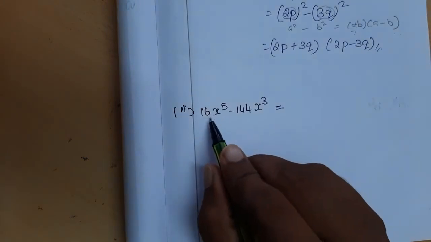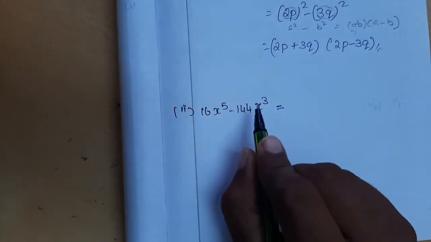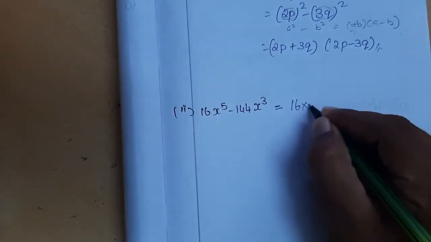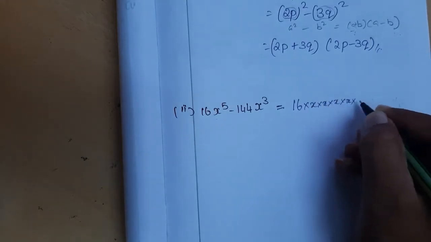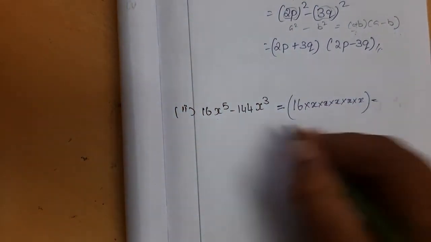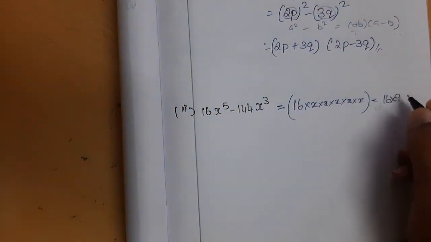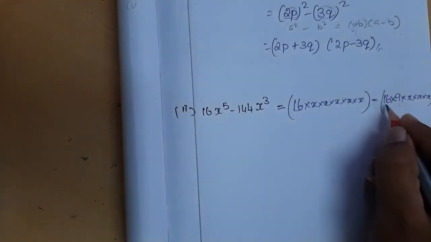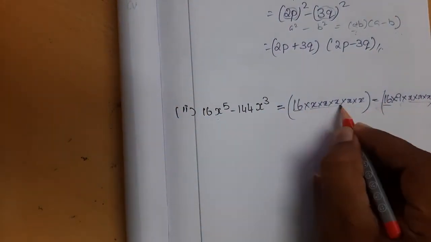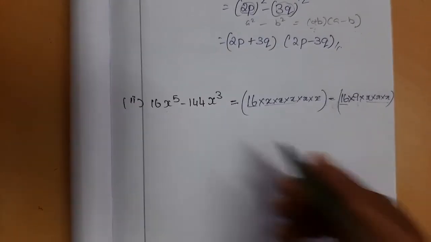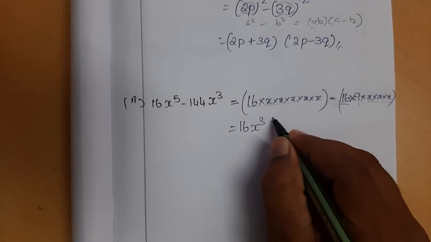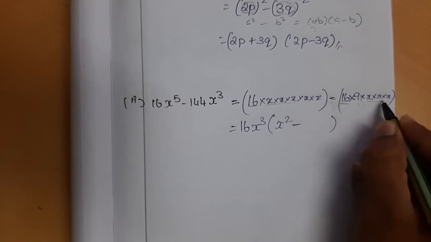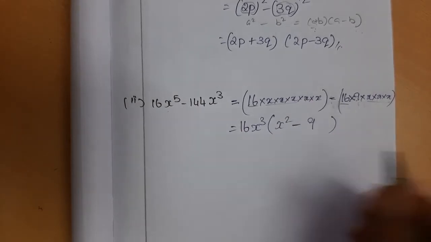So 16 we can write as 4 square, and 16 multiplied by 9 is 144. So let 16 be as it is, and x to the power 5 we can write as x into x into x into x into x, five x's are there. Minus 144, which is 16 into 9, and x cube is x into x into x. So what is common here? 16 and three x's are common, that is x cube. So this equals 16x cube, which we have taken as common, and inside we have x into x, an x square, minus 9. This is in the factorized form.